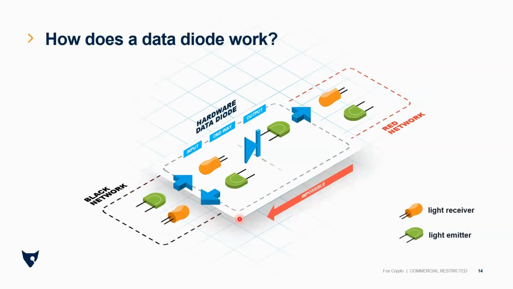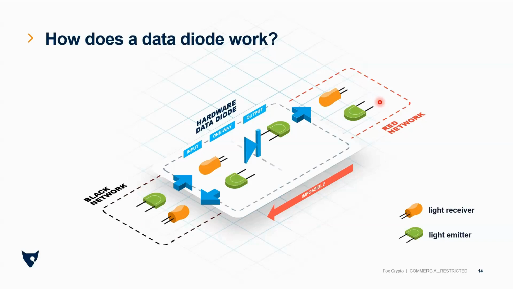But how does it work practically? Well, here in the middle, you see the hardware data diode from Fox. On the right side, you see the red network based on the fiber connection. Same on the left side, you see the black network connected through fiber. Information from black goes through the light, through the fiber, through the diode, to the red network, where it's received, and people can start working with that information.